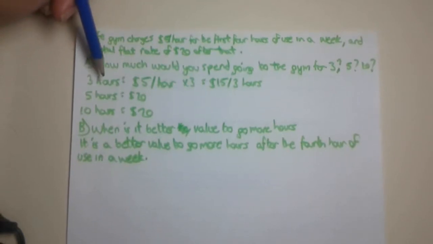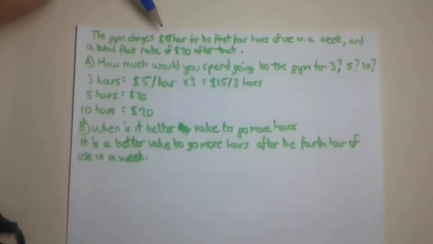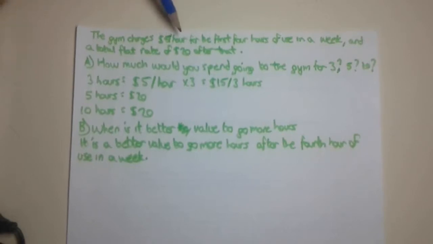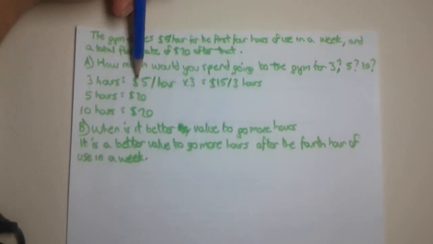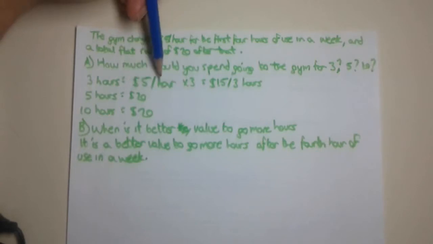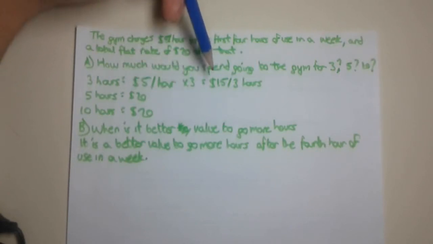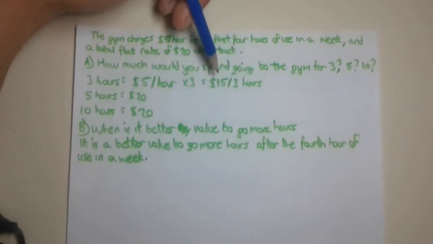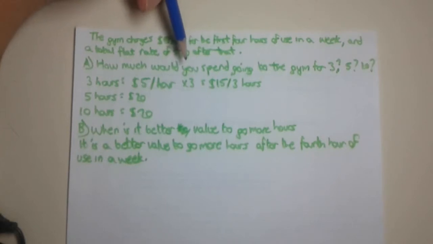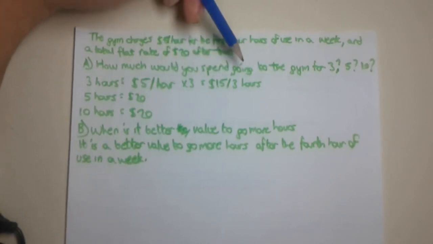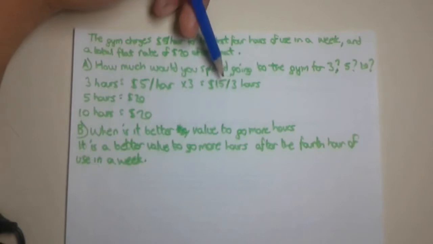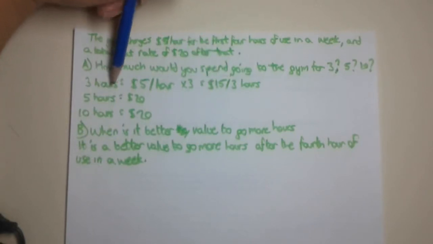Alright, for 3 hours. The rule that they gave us was $5 per hour for the first 4 hours, and 3 hours is a part of that 4 hours. So $5 per hour times 3, which is $15 per 3 hours. So you would have to spend $15 if you want to go to the gym for 3 hours.